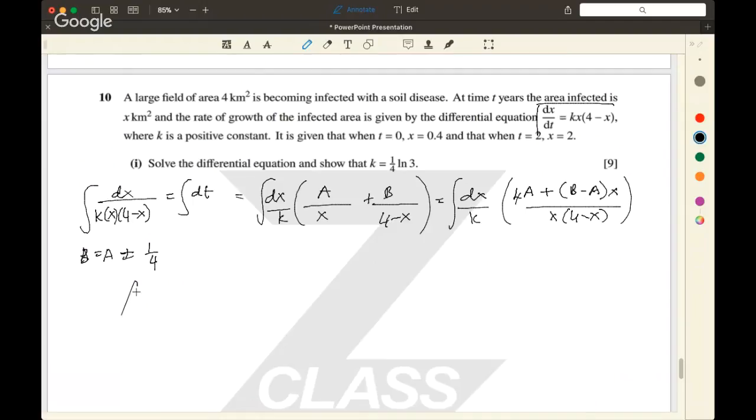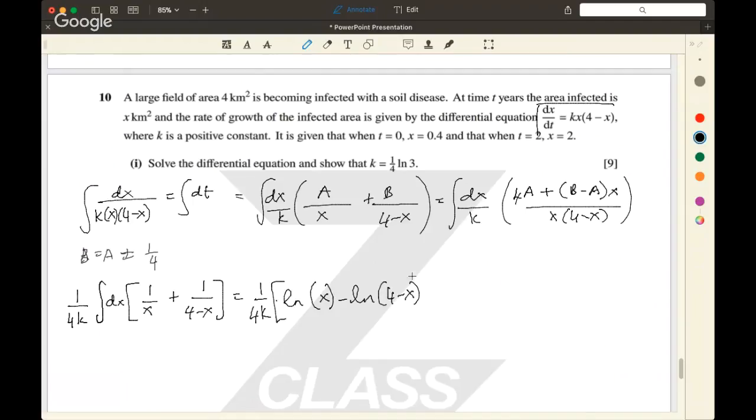So we're trying to integrate, geez, this pen is just driving me insane. So what we have is the integral of 1 over 4k dx of (1 on x plus 1 on 4 minus x), which looks pretty good to us now. And that's going to be ln of x minus ln of 4 minus x. We're evaluating this between limits.